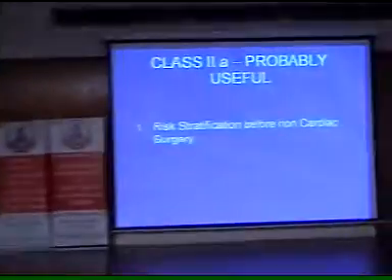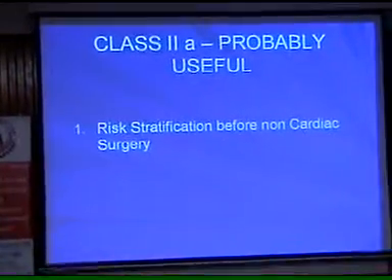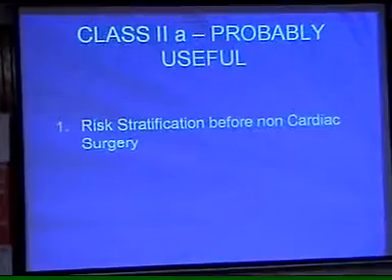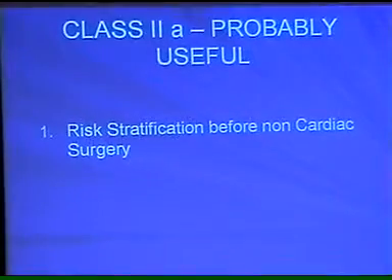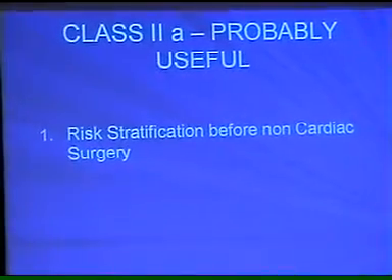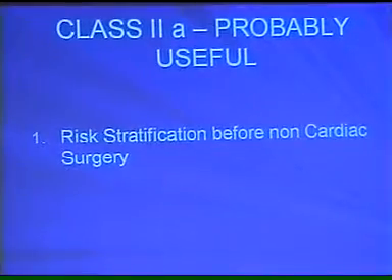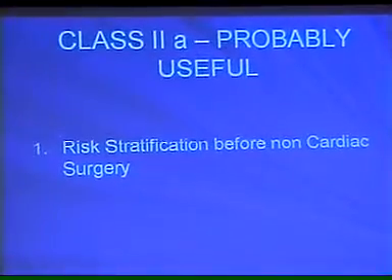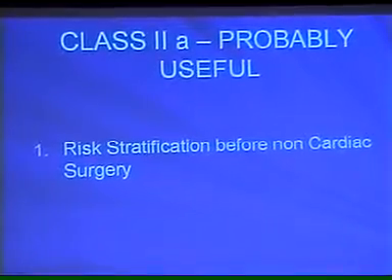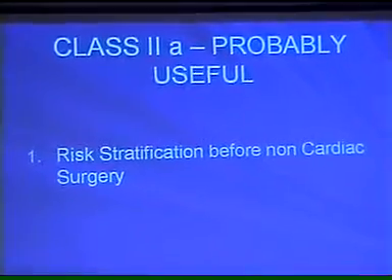Assessment of functional significance of a known coronary artery lesion, say, planning revascularization, viability study. Class 2A is where it is probably useful: risk stratification before non-cardiac surgery, especially in cases of renal transplant surgery. We are getting a good number of cases where there's going to be a renal transplant, so they just want to assess the myocardial status. If this is normal, obviously they should go for that. If not, then obviously first correct that ischemia and then go for renal transplant.